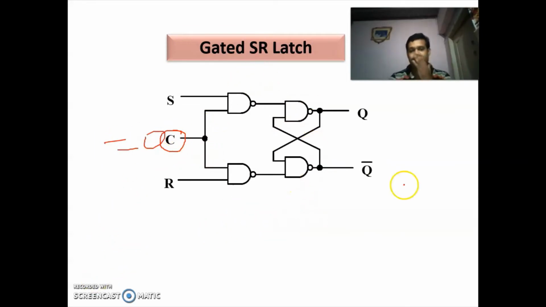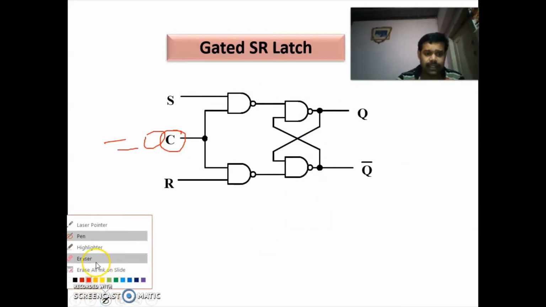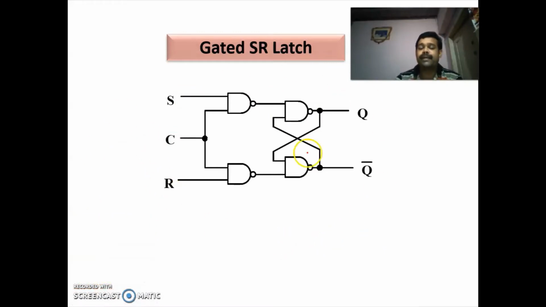Now this is the gated SR latch using NAND gates. Here you have two cross coupled NAND gates, and these are the inputs. S and R are the inputs. So here you have Q and here you have Q bar. I already told you that if you have two inputs, you will have four combinations.